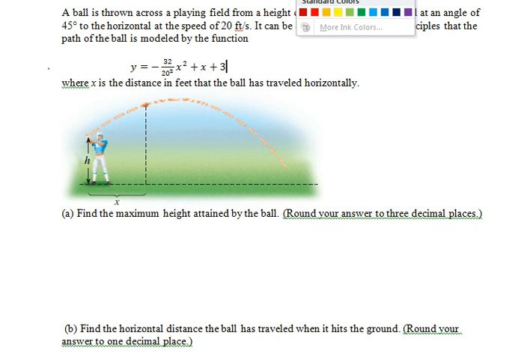A ball is thrown across a playing field from a height of 3 feet above the ground at an angle of 45 degrees and a speed of 20 feet per second. It can be deduced from physical principles that the path of the ball is modeled by the quadratic function y equals -32 over 20 squared times x squared plus x plus 3. We are to find the maximum height and the horizontal distance the ball has traveled when it hits the ground.